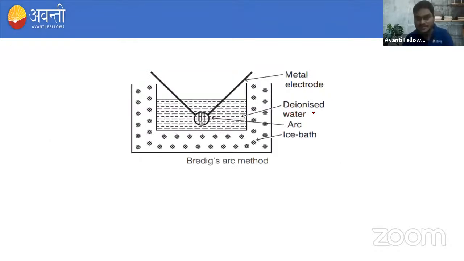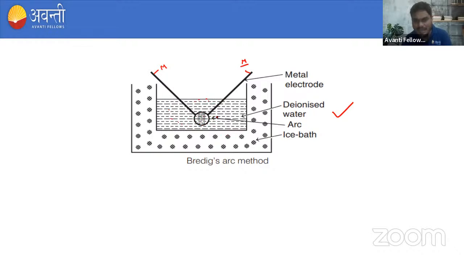This is the diagram of the Bredig's arc method. We can observe that these two are the metal electrodes, one here and one here. And this is deionized water. And what is this, beta?